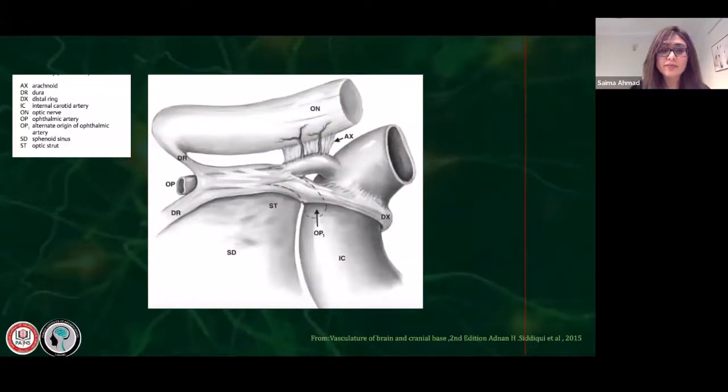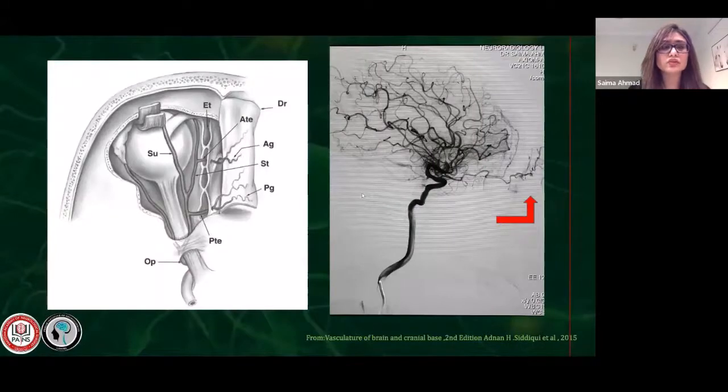So this is the diagram which I have taken from Dr. Adnan Siddiqui's book. Again, I want to emphasize the same point, that this is the extradural and this is the intradural compartment of the ICA, and this is the distal dural ring, and this is the ophthalmic artery. Just to make you more familiar with this concept, this is the superior view of the orbit. These are the branches. I just want to show you the anterior and the posterior meningeal branches of the ethmoidal branch of the ophthalmic artery, because there is also the dural supply here.